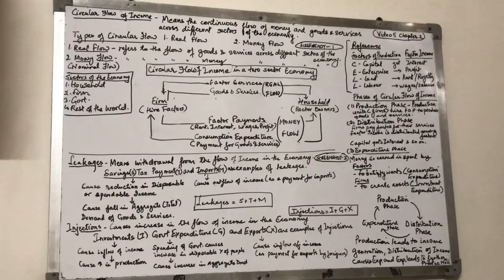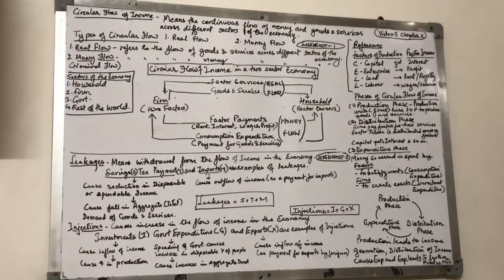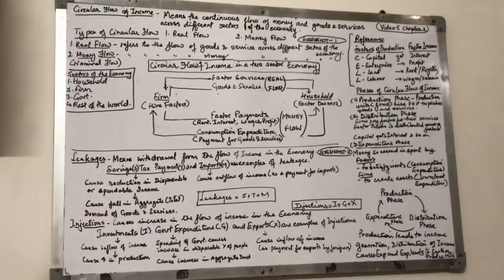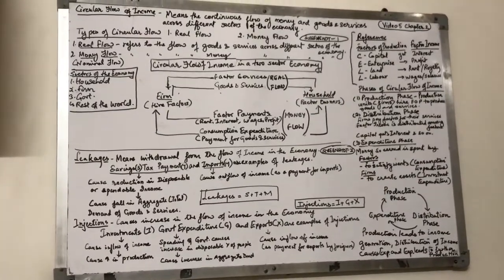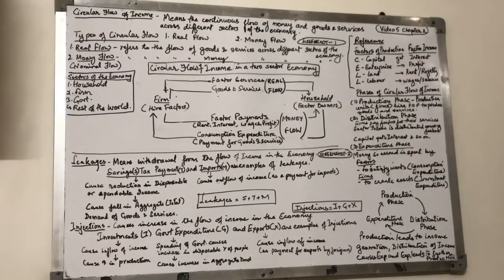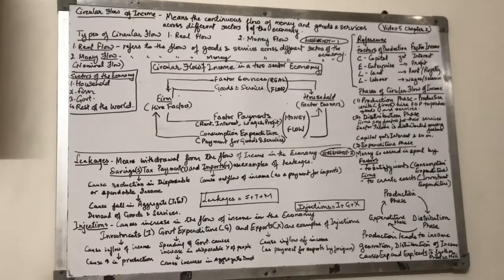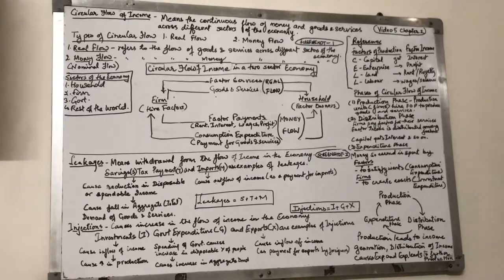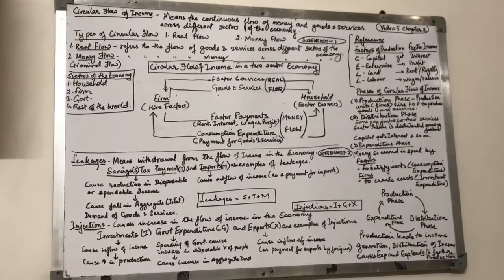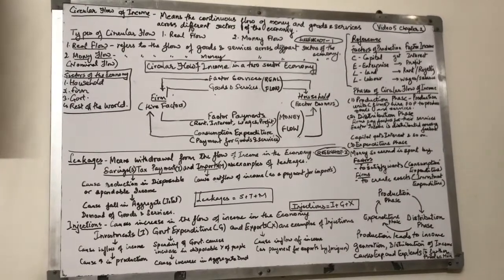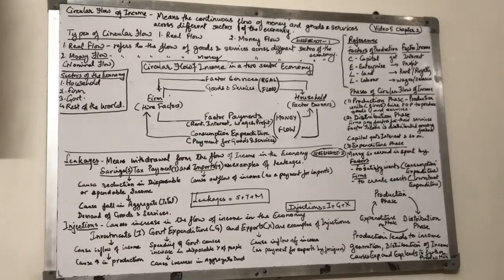Now, let us just take two sectors of the economy to explain how there is circular flow of income in the economy. In our syllabus, there is only two sector model, even though in certain books, it is given three sector and four sector also. But for the exam purposes, you need to know only two sector model, which I have explained here. We are taking two sectors, firm and household.